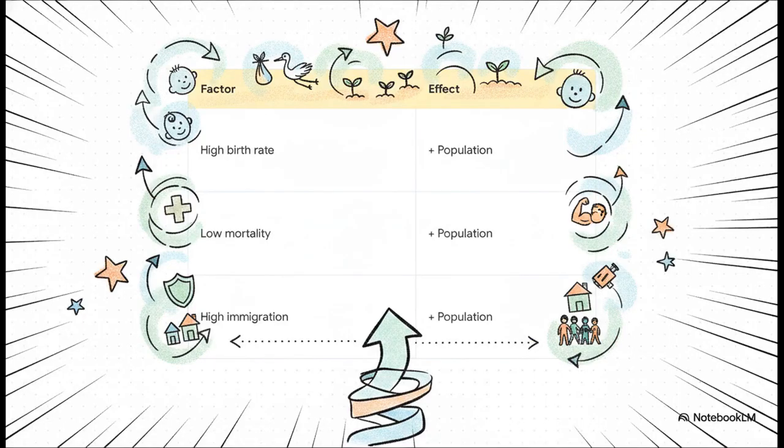When you take a step back and look at the whole picture, the math is completely undeniable. You've got a high birth rate, low mortality, and high immigration. Every single one of these factors acts like an engine, just aggressively driving the population size up. The community is absolutely booming.